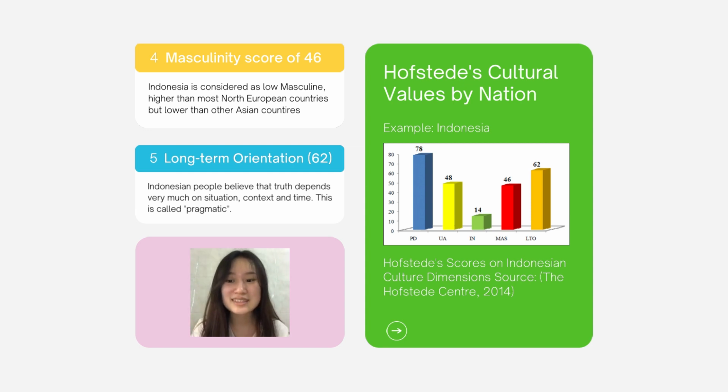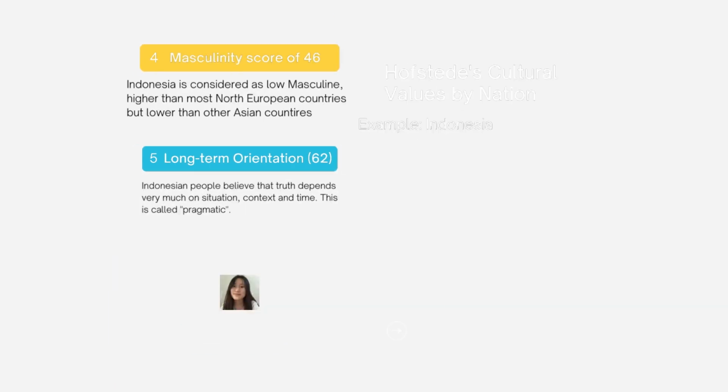And last but not least, the long-term orientation score of Indonesia is 62 based on the graph. Indonesian people believe that truth depends pretty much on the situation, context, and time, and this is called pragmatic. They demonstrate an ability to adjust traditions in a dynamic environment.